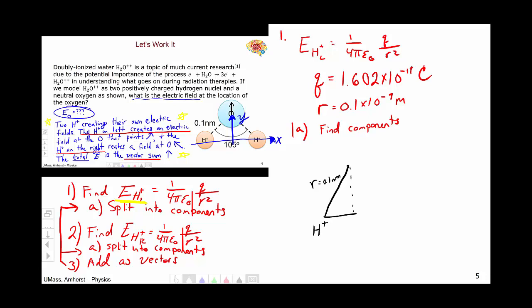And I know the whole angle is 105 degrees, which means this angle here is going to be 52.5 degrees. Notice I'm doing one thing at a time. I'm not even looking at that second hydrogen. So moving on to find the components, we see that the X component is opposite the angle. So we have sine. Gives us the X component.